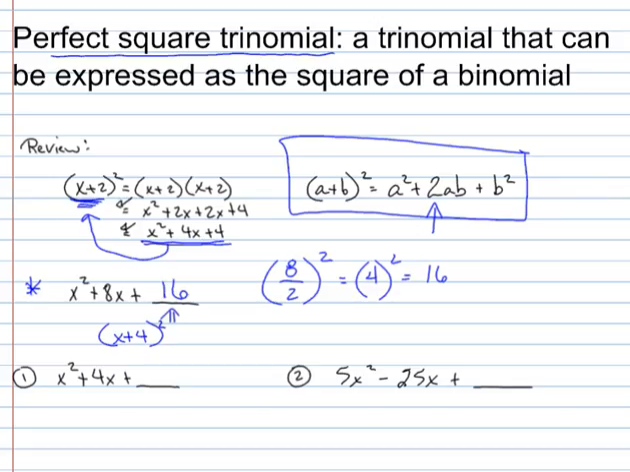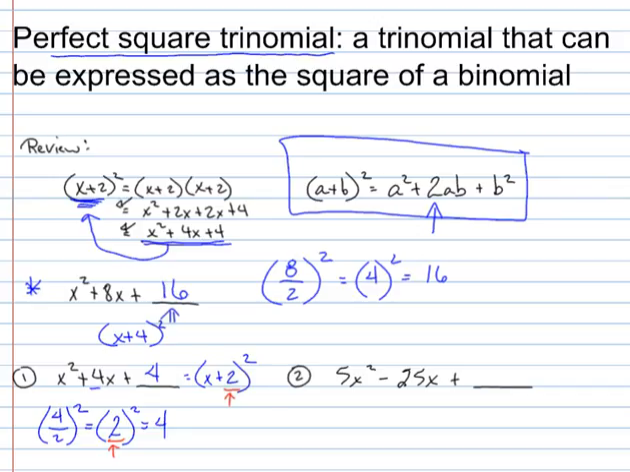So here, looking at number 1, we need to find what goes in our blank. I'm going to take my coefficient in the middle, my 4, divide it by 2 and square it. 4 divided by 2 is 2, and I square that, so I get 4. 4 is what goes in the blank. So the factored form of this one is going to be x plus 2 squared. This number right here is always the same as this one right here that we squared.